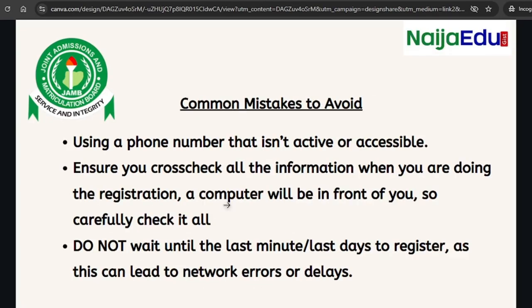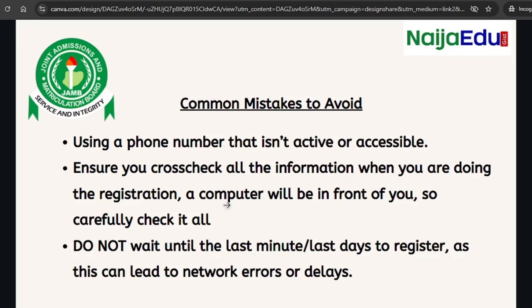So here are some of the common mistakes that you need to avoid. Like I mentioned earlier on, you need to ensure you use a phone number that is active and accessible to you, especially a number that you registered yourself. Then ensure the email address that you will use is also your own.